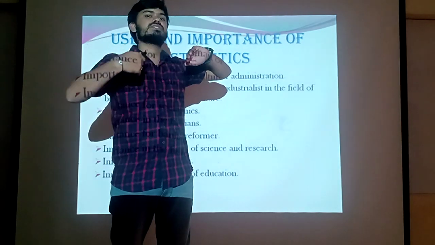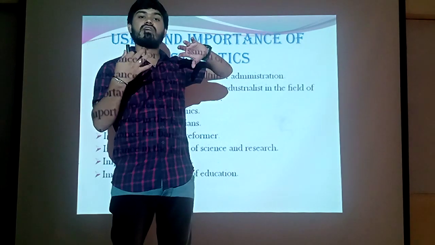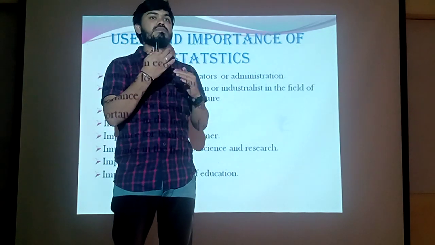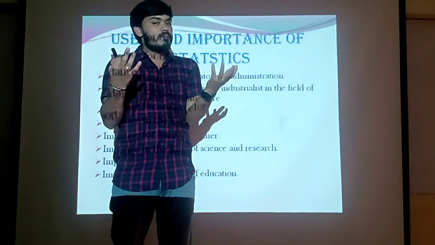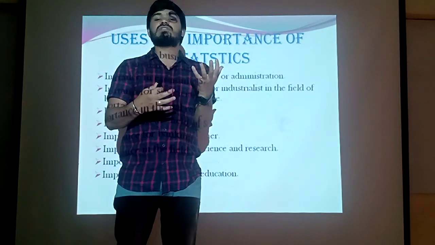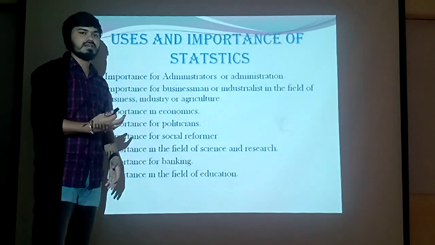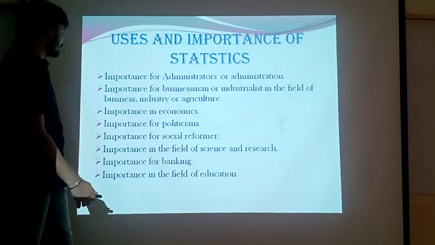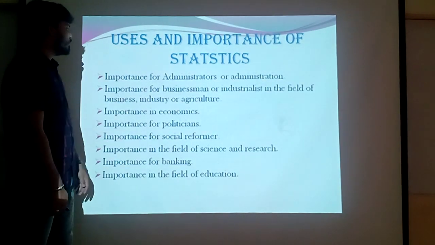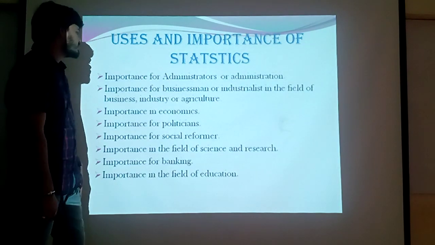What is the expenditure of the state? What is the revenue of the state? What is the tax procedure of the state? These are terms where we are explaining the numbers only, right? There we are using some statistical averages or statistical measures at the administrative level as well as the administrator level. Second one is the importance for a businessman or an industrialist in the field of business, industry or agriculture.